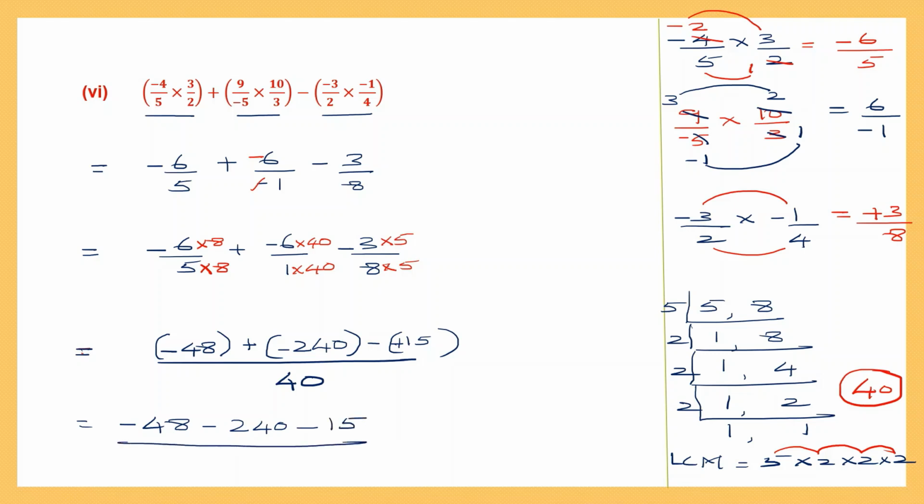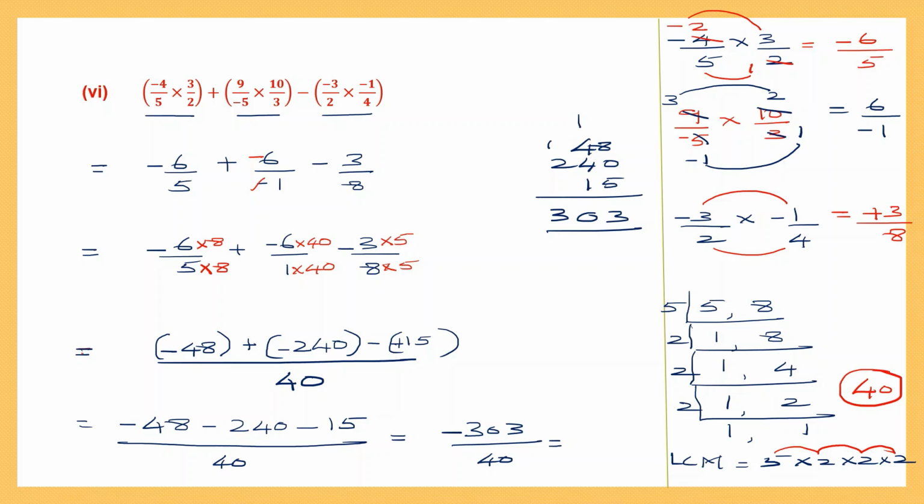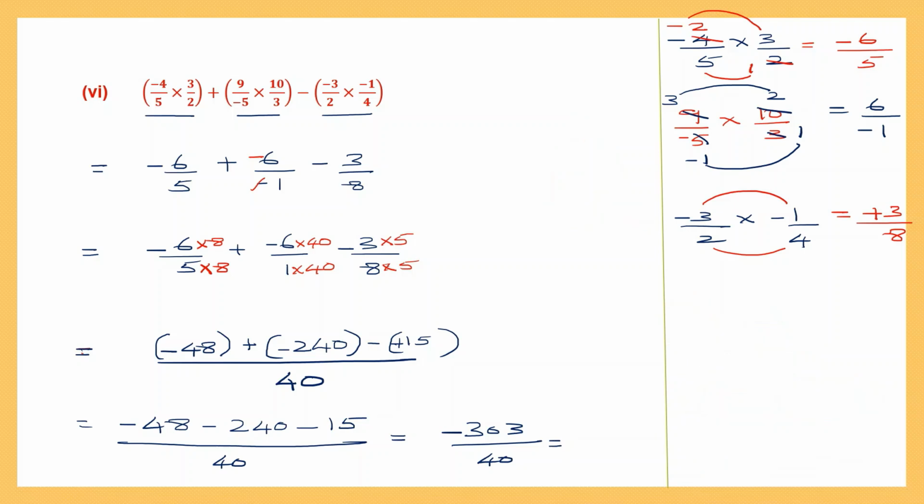This by 40. Now as you can see, they're all minus signs. When signs are the same, put the same sign and add. So we need to add up all these. So that is 48, 240 and 15. We need to add. 8 plus 5 is 13. Carry 1. 1 plus 4 is 5. Plus 4 is 9. Plus 1 is 10. Carry 1. 2 plus 1 is 3. So that is minus 303 by 40. Now we have to convert this to a mixed number. So let's divide 303 by 40.